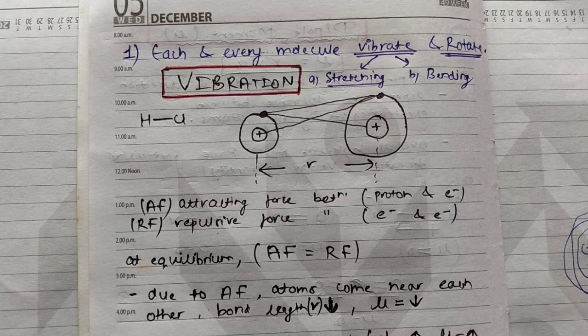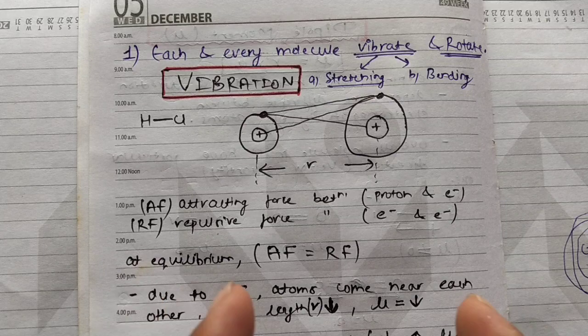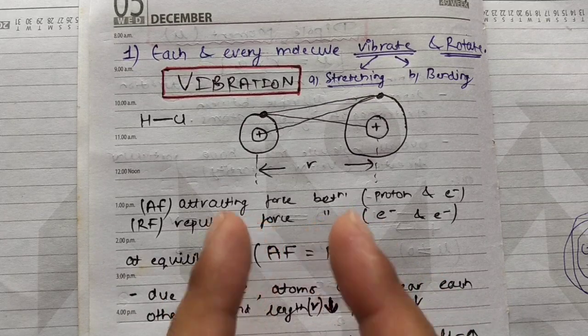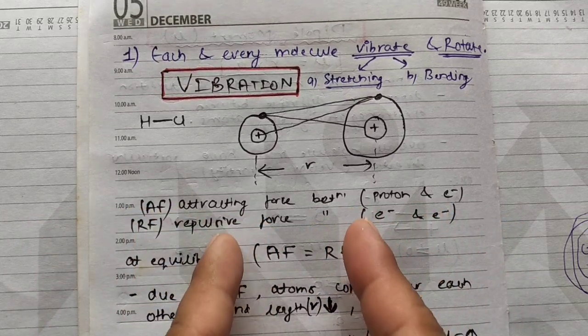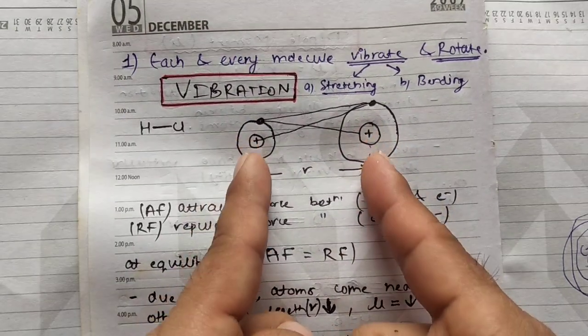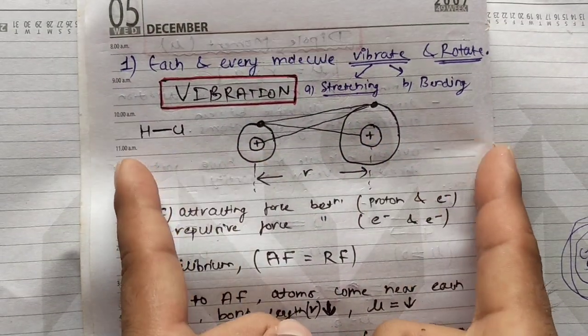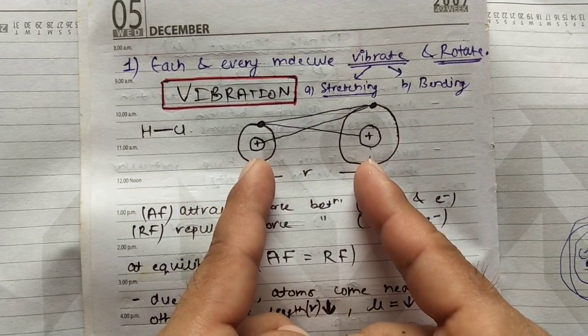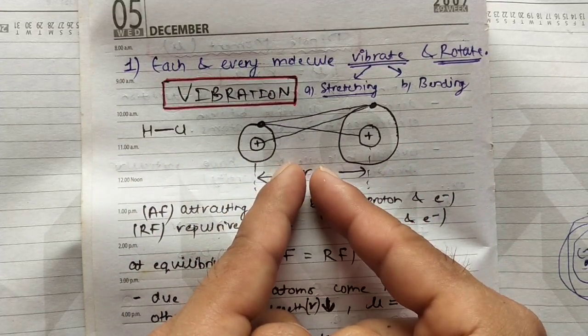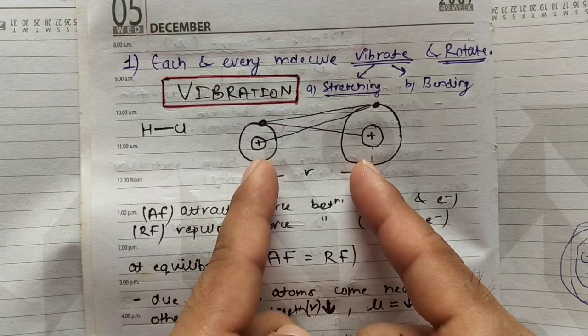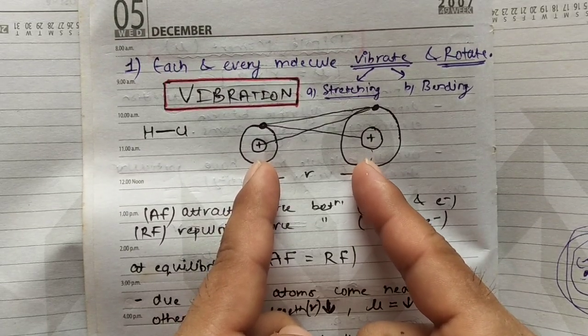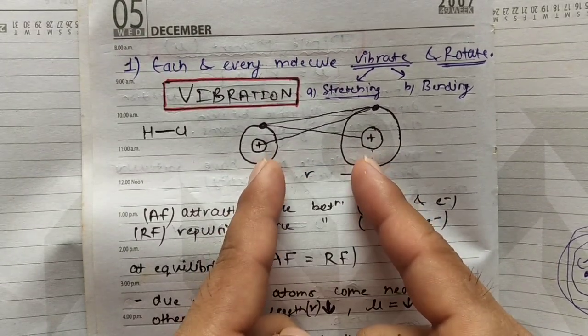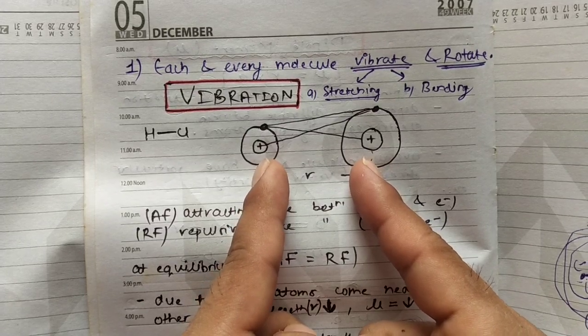Equilibrium state means the moment where the attractive and repulsive forces are the same. Now your question must be: suppose it is stretching, and this is the point at which they are in equilibrium. Then why don't they stop here? Why do they come nearer than the equilibrium? If the attractive and repulsive forces are equal here, why are they coming nearer? This is a good question.